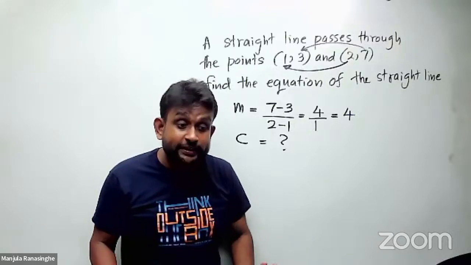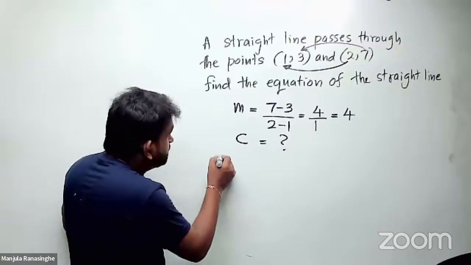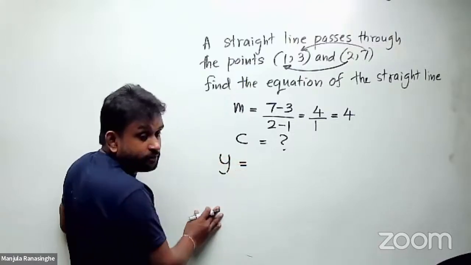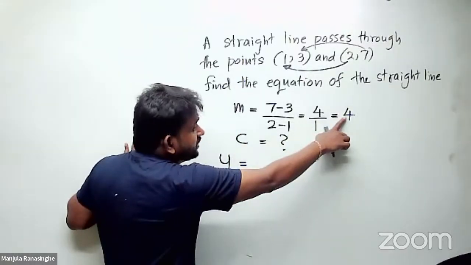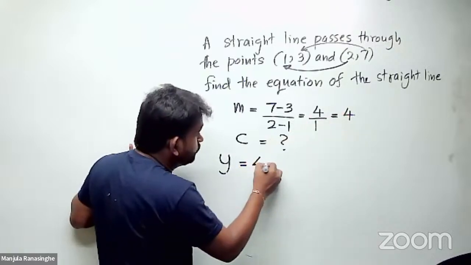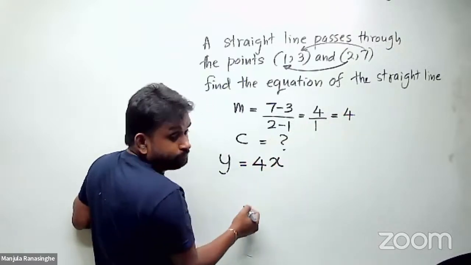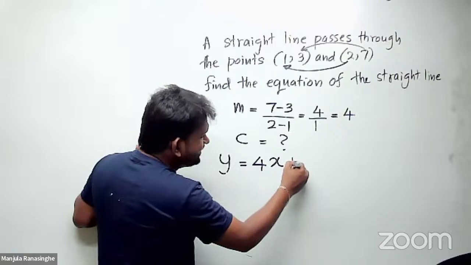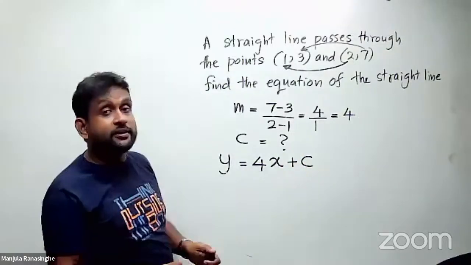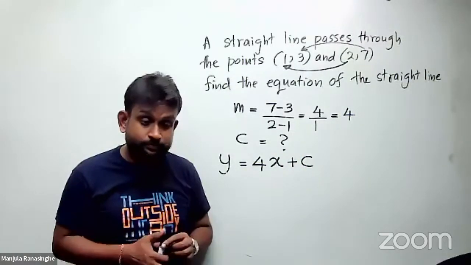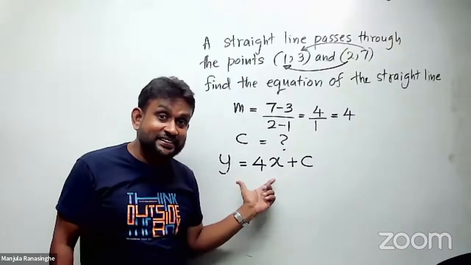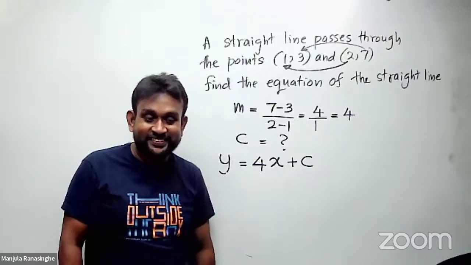So c is missing. I write the equation y equals mx plus c. For m, we can substitute 4: 4x plus c, and since c is not known, I write it as c. So this is the equation, but it is half complete.